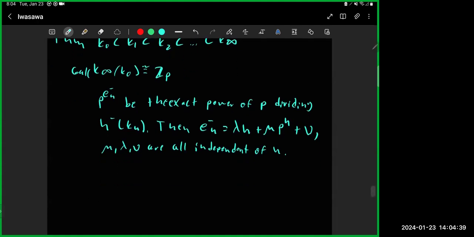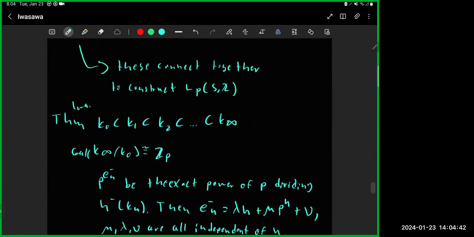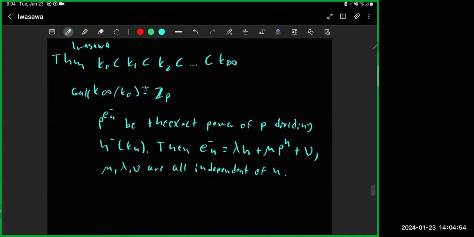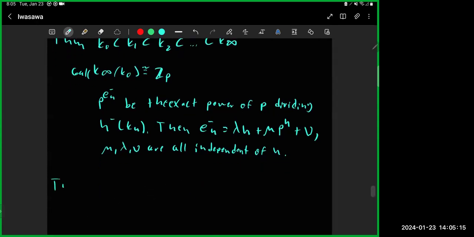Now, this is a very famous theorem of Iwasawa's. I'd call it the weak Iwasawa theorem, because the strong Iwasawa theorem says that not only does e minus have this form, but if p to the e_n is the exact power of p dividing h of k_n, then e_n also has this identical form. Now, here we have a more complex theorem. This is a theorem of Washington and Ferrero.